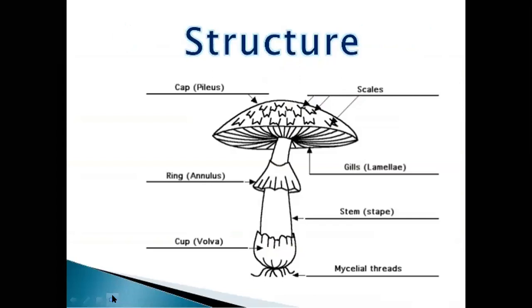So this is a structure of mushroom, which consists of the pileus, which is the umbrella cap-like structure. On this cap-like structure, there is a presence of scales on the surface. Then below the cap, there is an outgrowth which is called a ring or annulus. The lower portion of the cap has gills, which have projections like lining, called lamellae. Then at the base, there is a cup, which is called the volva. Then the stem, which is a part of the stalk. And at the base, there are mycelial threads, which provide support to this complete structure of mushroom.